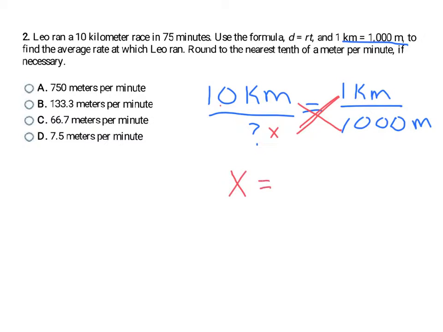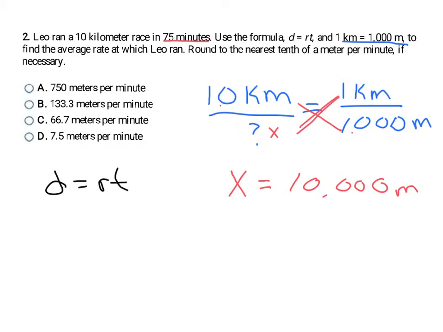And then 10 times 1,000 is going to be 10,000. So that means that 10 kilometers is the same as 10,000 meters. So now that I have this in the right units, and I have my 75 minutes, I'm going to go over here and use that formula, D equals RT.